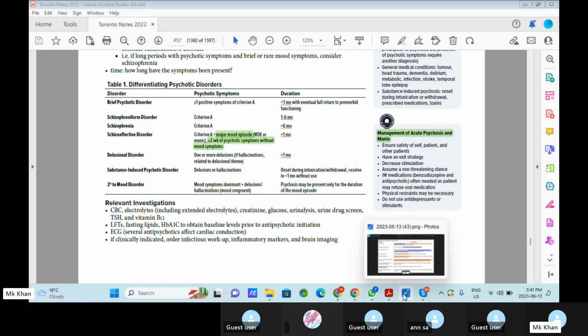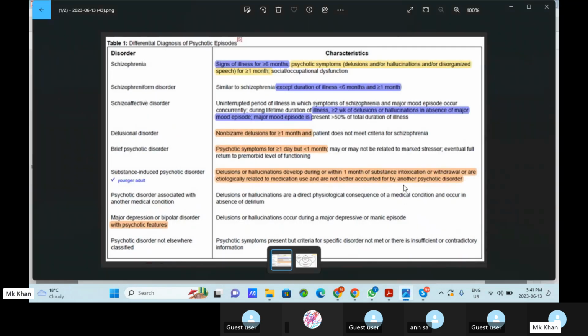And I think I have one. Yeah, I have this chart. So this is kind of easy to remember. So schizophrenia, signs of illness for more than 6 months. Psychotic symptoms are delusion, hallucination, disorganized speech for more than 1 month. And then in schizophrenia, what is the thing? Social occupational dysfunction. Like there should be a dysfunction in the daily life or whatever the patient is doing. That is also one of the criteria.